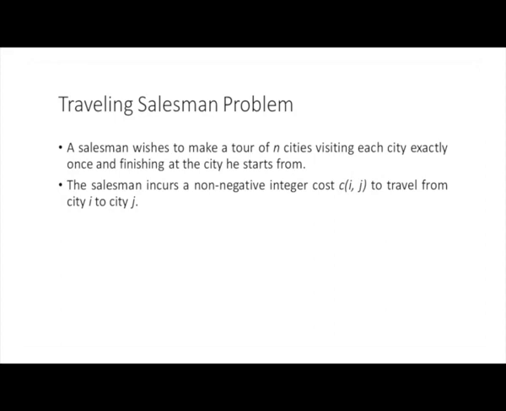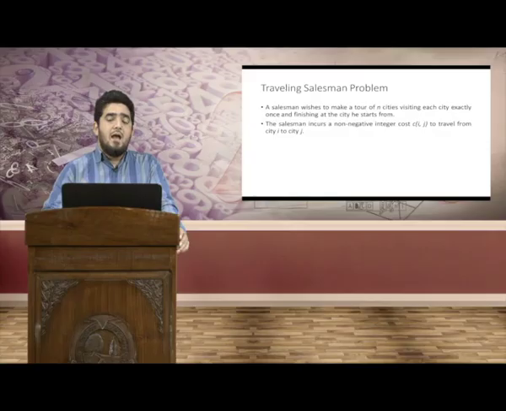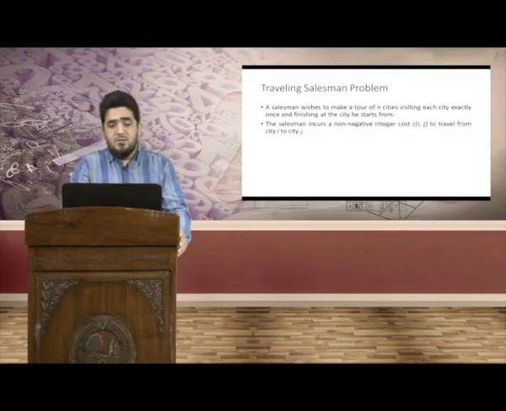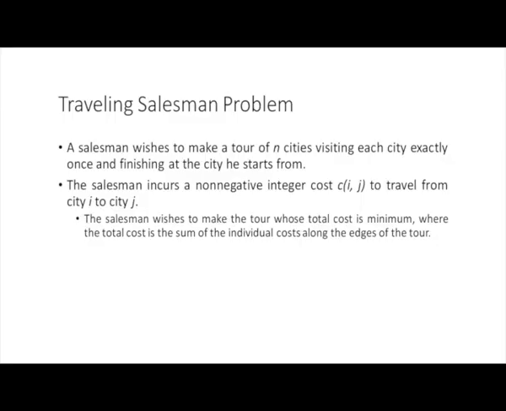And while moving from one city to another, there is some cost that is incurred. And his objective is to visit each of these cities by starting from some city A and ending his tour at the same city, and the total cost that he incurs by visiting each of these cities should be minimized. So that is the objective, as you can see on the slide. The objective of this salesman is to minimize his total cost incurred while visiting each of these cities.